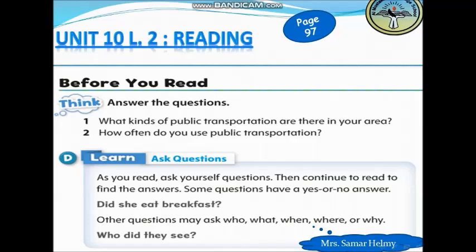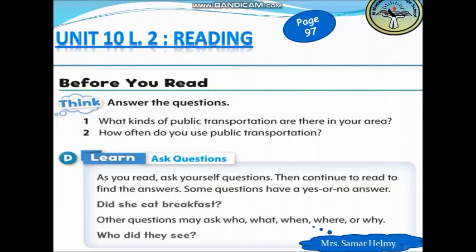Number 2, how often do you use public transportation? If you don't have a car, or if you have a car, how often do you use public transportation? How often do you move around? How often do you go out? I'm not talking about these days, but I'm talking in general. Think about those and write your answers.